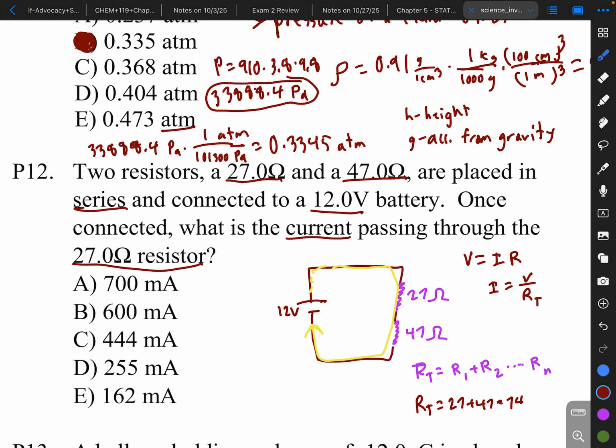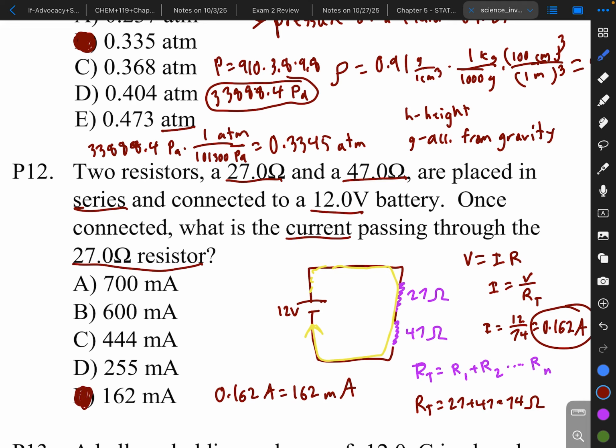So 74 ohms. Current equals 12 volts over 74 ohms. You're going to get 0.162 amps. Our answer has to be in milliamps, so simply multiply 0.162 by 1,000 to get 162 milliamps.